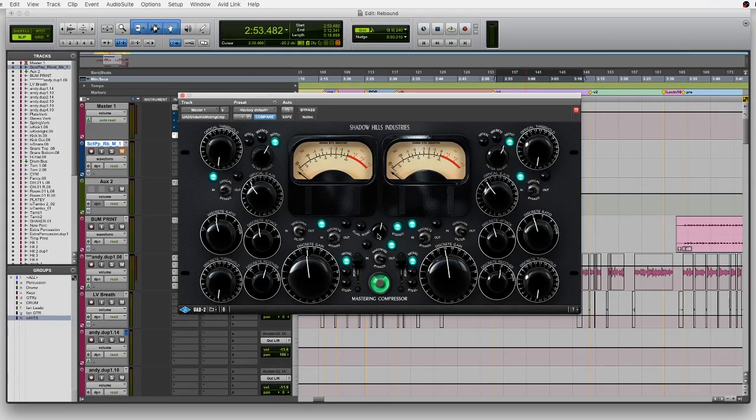In dual mono mode, transients that breach the threshold on the left will only be attenuated in the left channel, and transients that breach the threshold on the right will only be attenuated on the right. In this mode, you can adjust all of the parameters independently for the left and right channels. However, I will keep it in stereo mode during this tutorial.